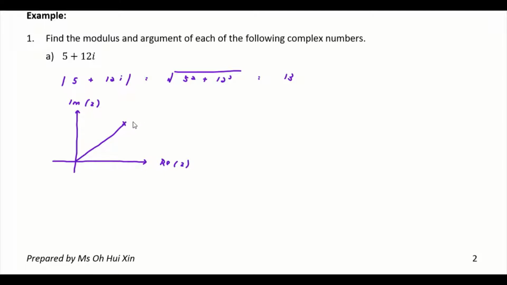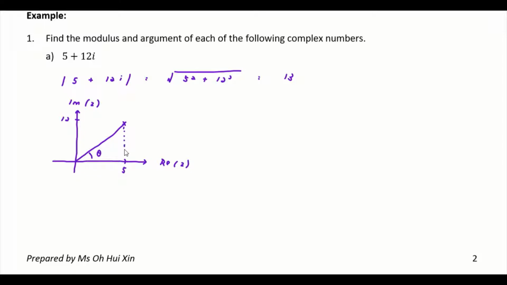So this is your (5, 12). So 5 is here, then after that, this is going to be 12. Okay, so we want to find the angle from the positive real axis. So this is our positive real axis. What is the angle between this line and the position vector? So your theta should be here. So I want to find this. How can I do that?